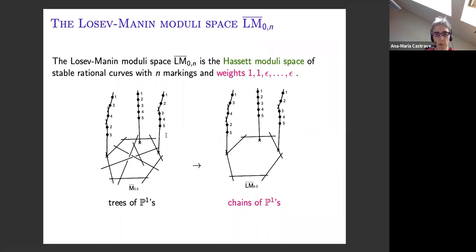Yeah, so in this picture, you don't quite see the difference. There are trees for M0,n with n equal 5, there are trees in both cases. But what happens is that some of these points are allowed to coincide. And so you're losing some of the boundary divisors. So you're contracting some divisors.